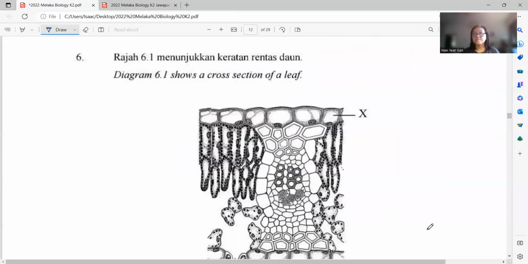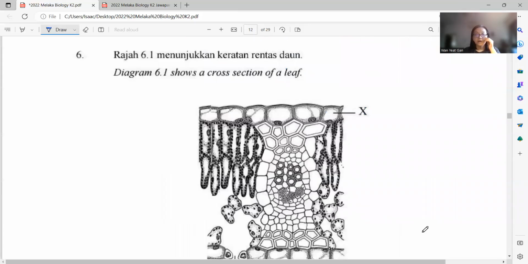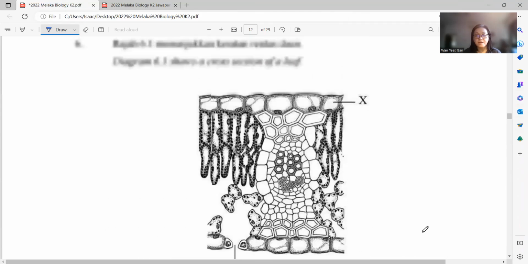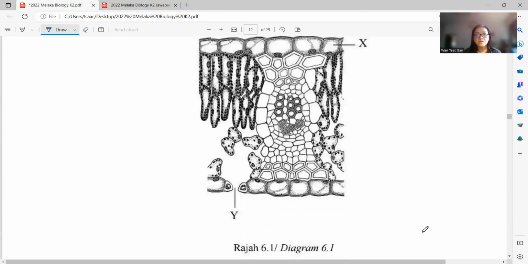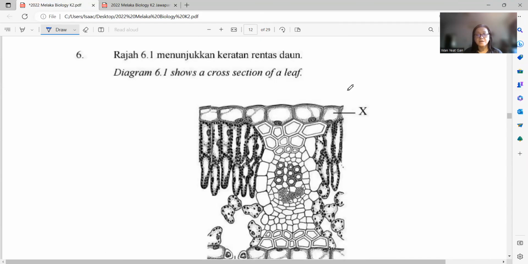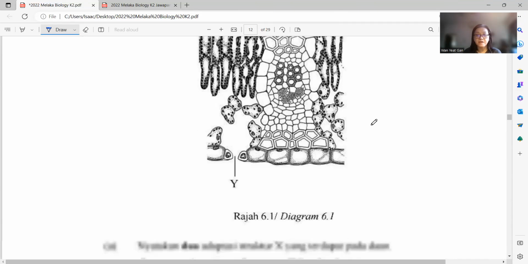Okay, question 6. Diagram 6.1 shows a cross section of a leaf. Name 2 adaptations of structure X found in the leaf. Okay, so structure X here is the epidermal layer, the epidermis. So X is the epidermal cell.